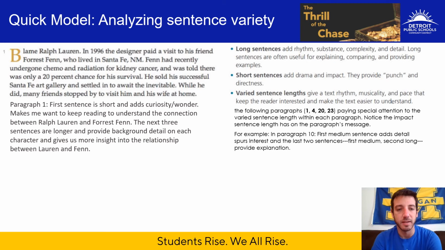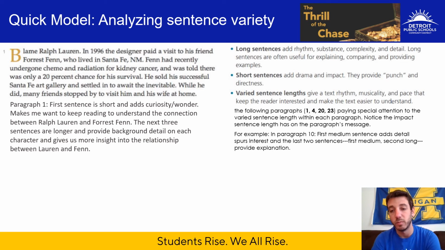The next 3 sentences, I think there's 3 more. Obviously, there's 3 more, but there's 4 total. They are longer and provide background detail on each character and give us more insight into the relationship between Lauren and Fenn. Exactly. These sentences are intentionally longer because we're trying to understand why Ralph Lauren should be blamed. So now they're giving us more detail about the setting, but really also about the characters and their relationship between the two. So we're starting to realize that the two are actually friends.